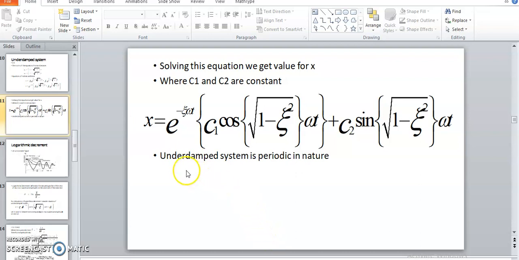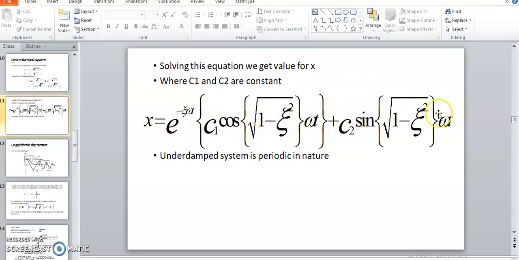A continuation of this equation of motion, the solution of this equation of motion. Now, for the underdamped case, we write the solution of this equation of motion as x is equal to e raised to minus zeta omega t into the bracket of cos and sin terms. This cos and sin term we can write in terms of cos, or in terms of sin.